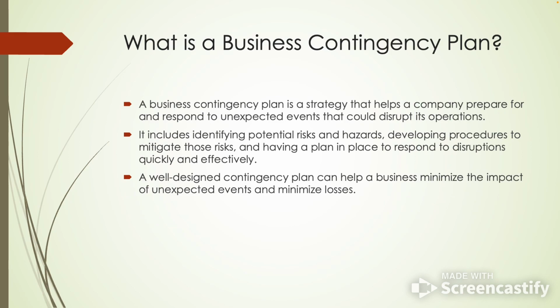So the business contingency plan is a strategy that helps a company prepare for and respond to unexpected events that could disrupt its operations. It includes identifying potential risks and hazards, developing procedures to mitigate those risks, and having a plan in place to respond to disruptions quickly and effectively. A well-designed contingency plan can help a business minimize the impact of unexpected events and minimize losses. It can help a company return to normal operations as quickly as possible.